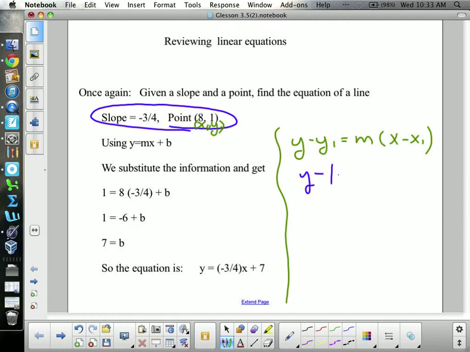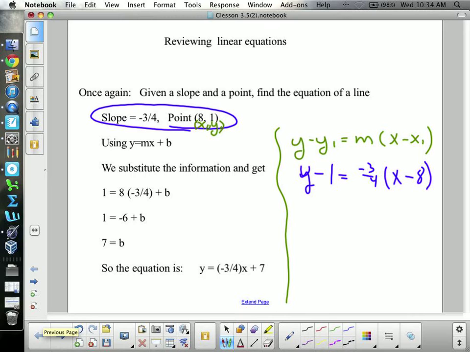y minus 1 equals m. Which number is represented by m? Negative 3/4. x minus, fill in the blank. Which one is the x1? 8. It's almost slope-intercept form to begin with. That's the nice thing about point-slope. It's really close.